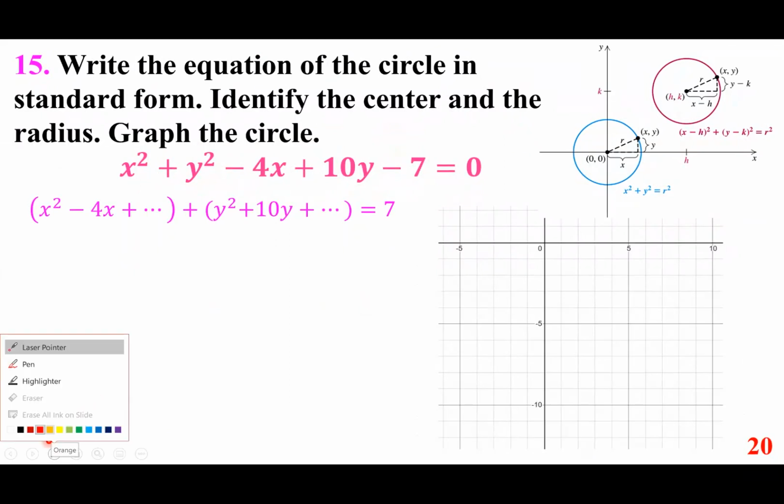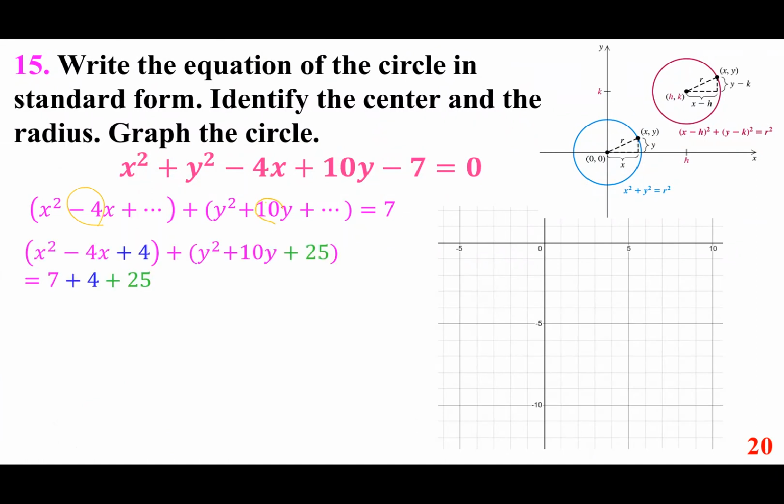Perfect square trinomial. This is b divided by 2. It becomes -2 squared, becomes 4. Add 4 to both sides. This one is b, 10 divided by 2 is 5, squared is 25. So in this case it is -4 divided by 2, squared. In this case, 10 divided by 2, squared.